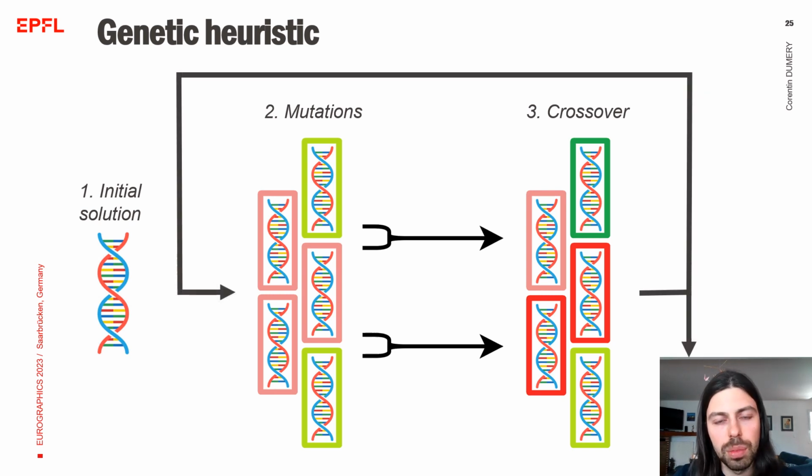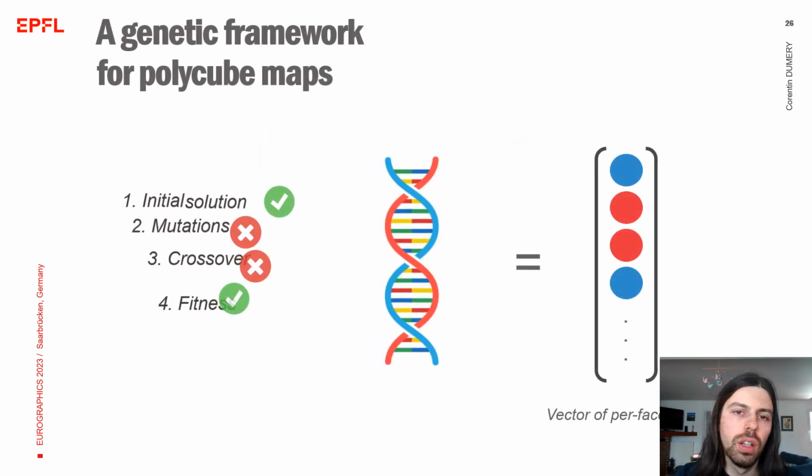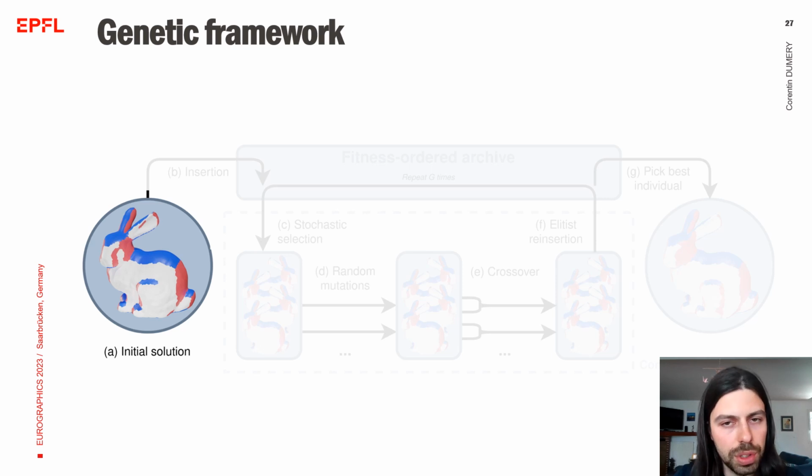Finally, you need to discriminate between good and bad solutions with a fitness operator that discards the bad solutions, and the good solutions are inserted back at the beginning of the algorithm. Then you repeat this process for a number of generations, and at the end you output the best solution that was produced. So in our case, if we think of our labeling as a vector of per-face labels, then we almost have a full genetic algorithm. We're only missing mutations and crossover. So starting from this initial solution, let's define a genetic framework.